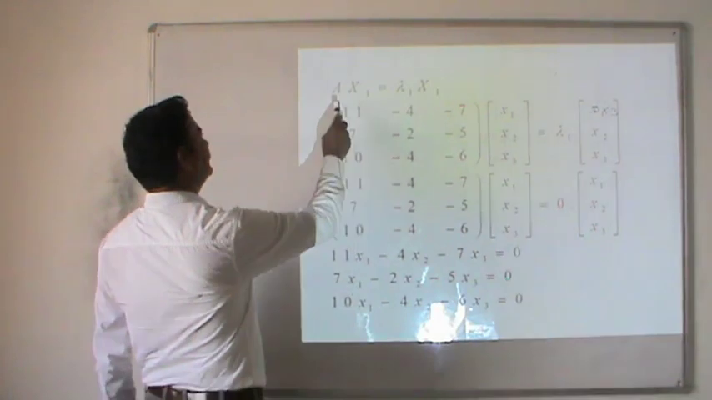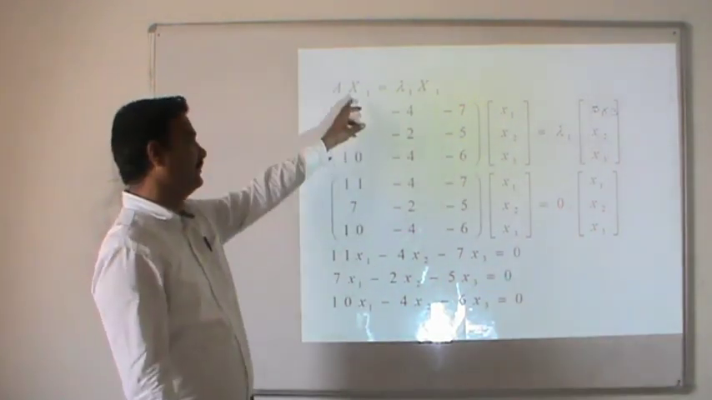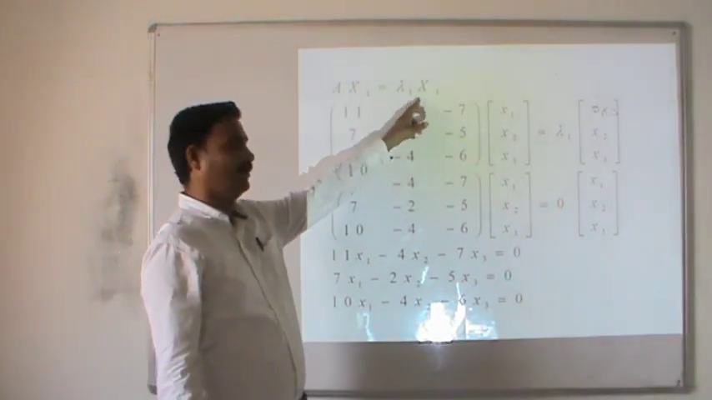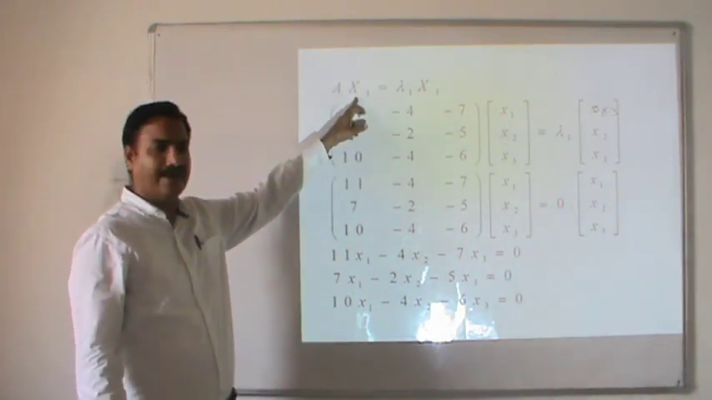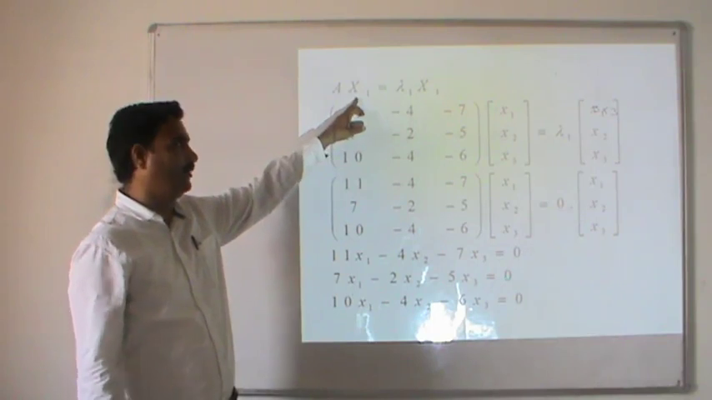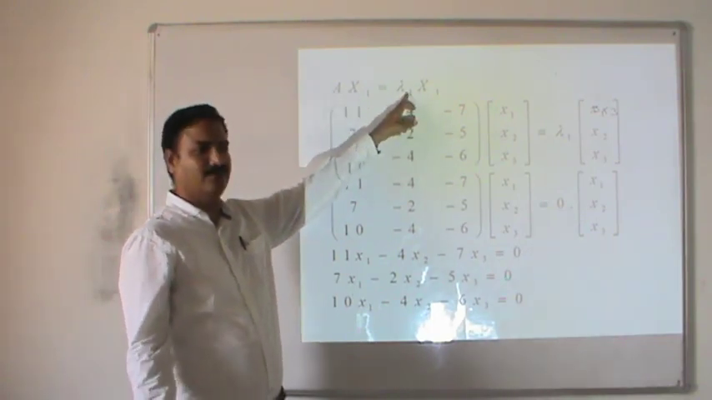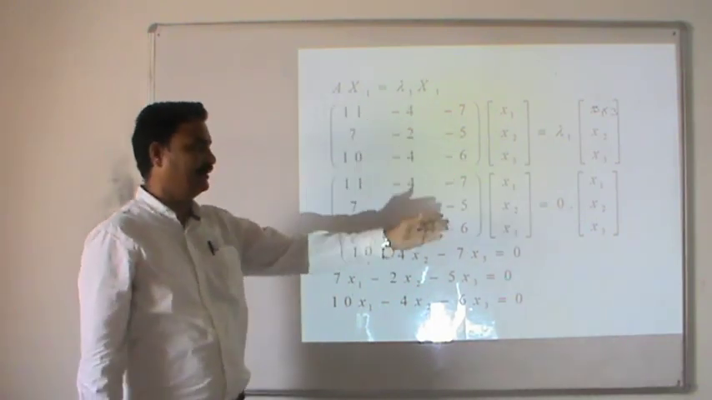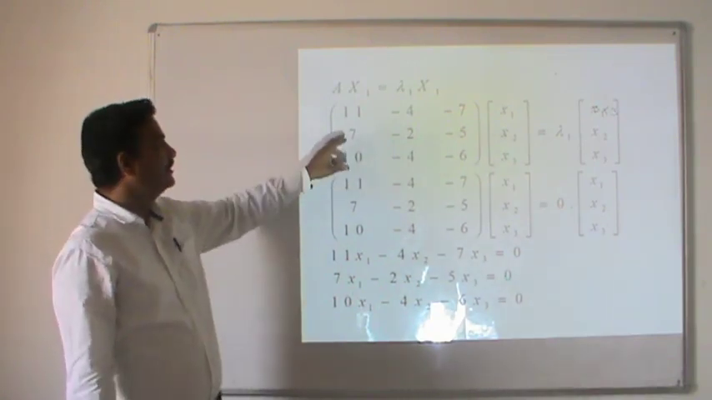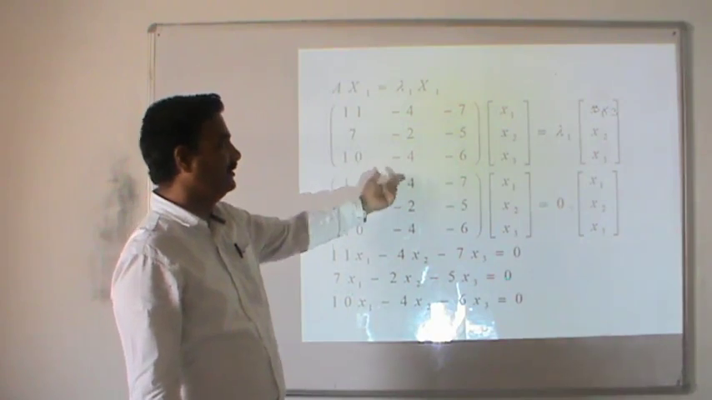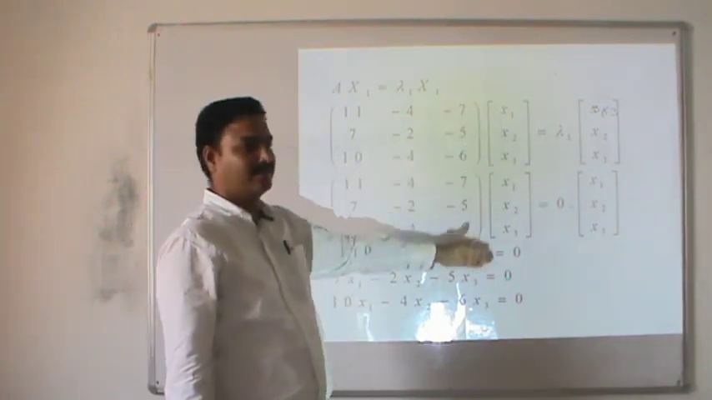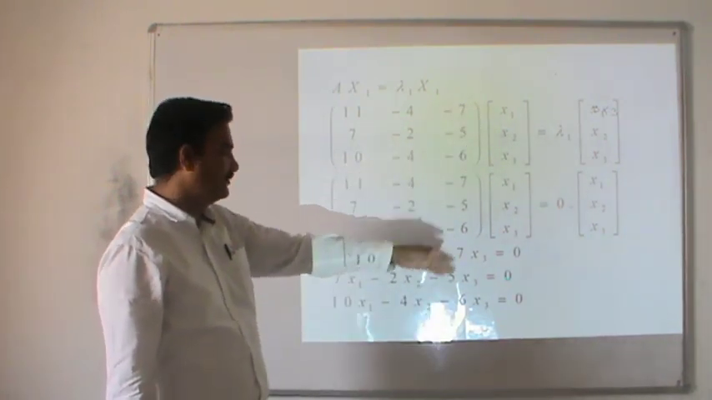Now we start with the assumption AX1 equals lambda 1 X1, where X1 is our desired eigenvector corresponding to eigenvalue lambda 1, and this lambda 1 is our first eigenvalue, which is 0. So instead of A, we write the entire matrix, which is of order 3 by 3. This is column matrix x1, x2, x3. And for lambda 1, we have 0.